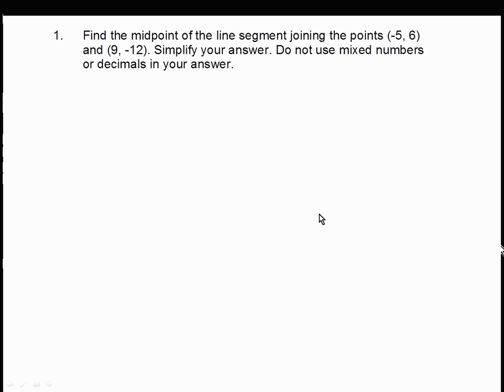Let's try some examples. Number 1. Find the midpoint of the line segment joining the points -5, 6 and 9, -12. Simplify your answers. No mixed numbers and decimals. Again, they don't know x1, y1, x2, y2, so -5, 6 will be x1, y1. 9, -12 will be x2, y2.